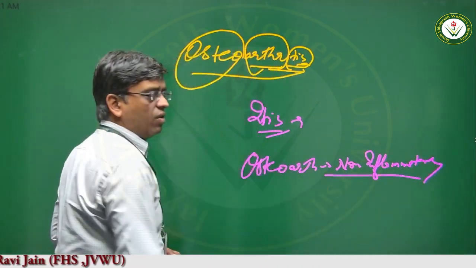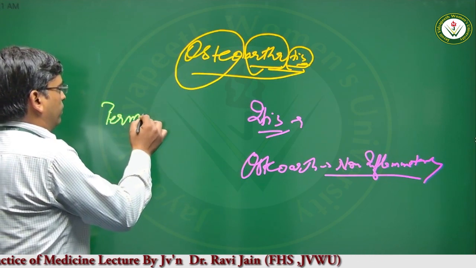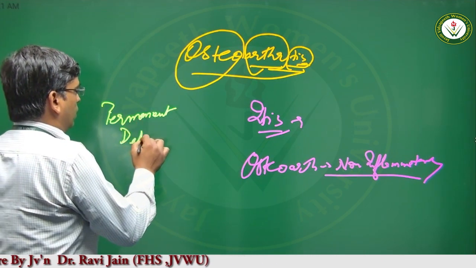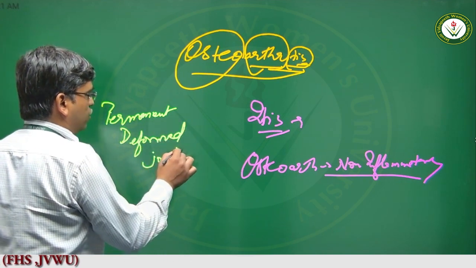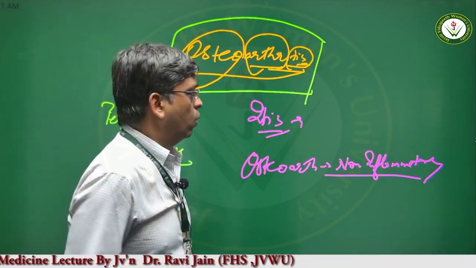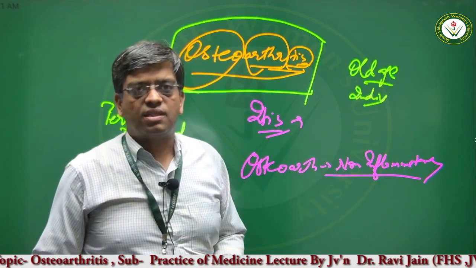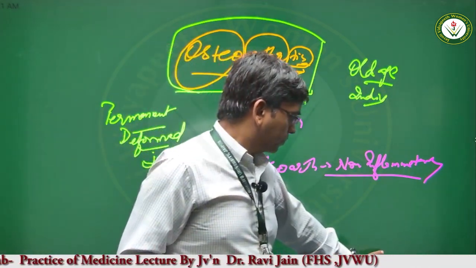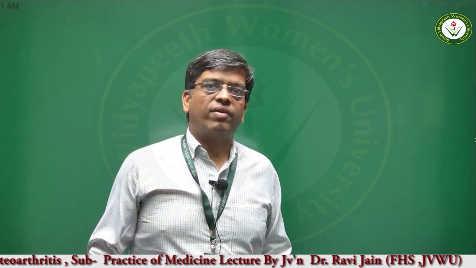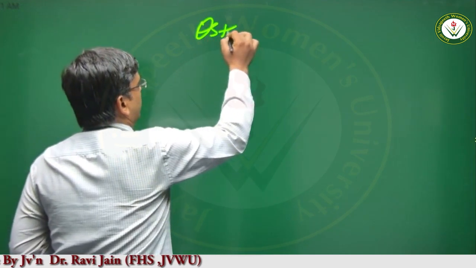The changes in this disease condition are permanent. Permanent deformed joints occur in this disease condition. Osteoarthritis is a most common disease condition that mostly affects old age individuals. We must have heard from the old people or aged people at home that they are having joint pain and are not able to move properly. So this is the most common condition that we commonly see.